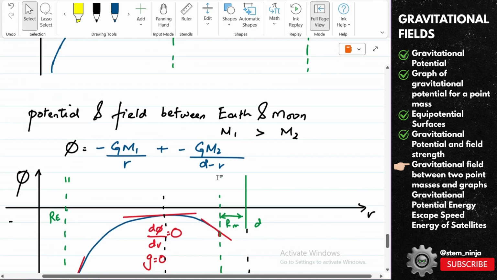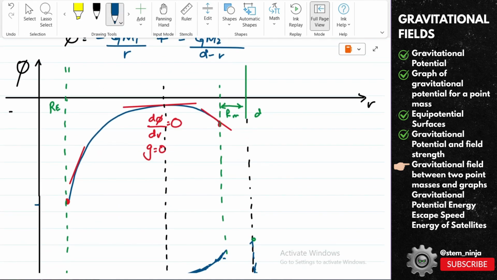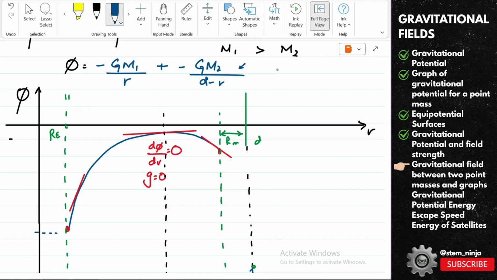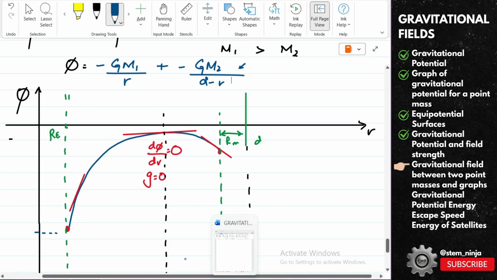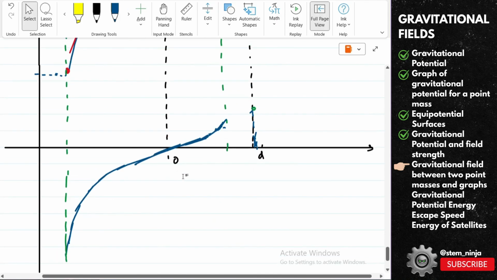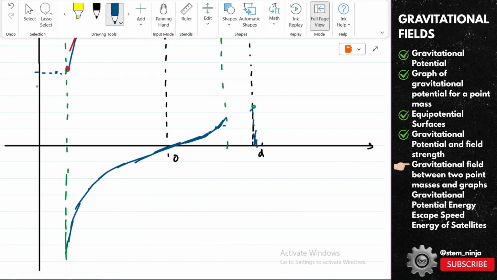Okay. Furthermore, the values of potential and the field at the surfaces are not just Gm over R, they are influenced by the other mass also. So you have to remember this thing. The net potential or net field due to the two masses at the surface of one planet is going to be different from if it were just one planet. Alright, so this is our field graph.